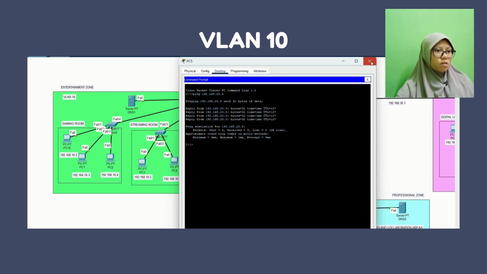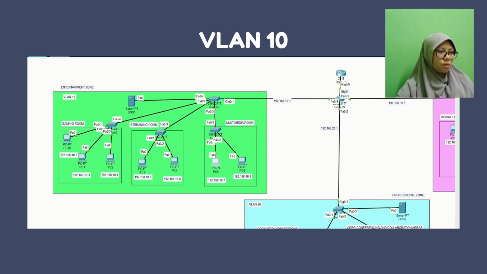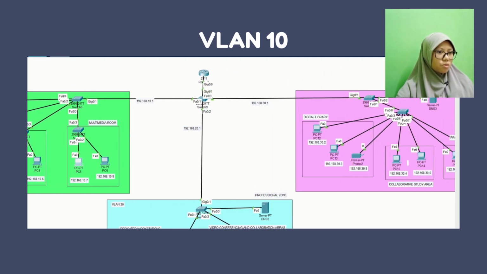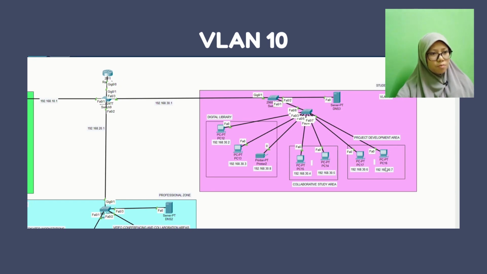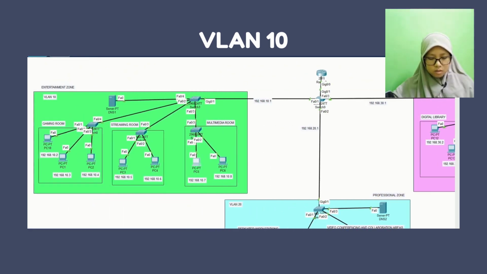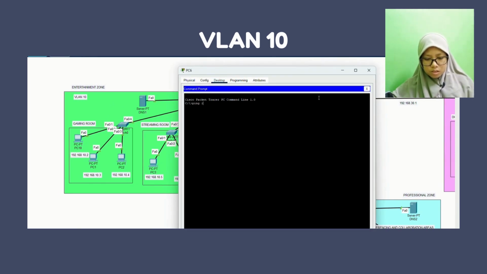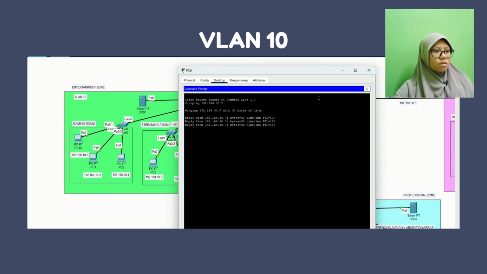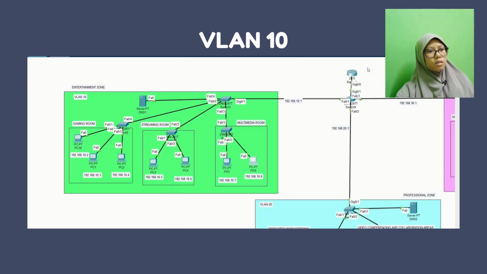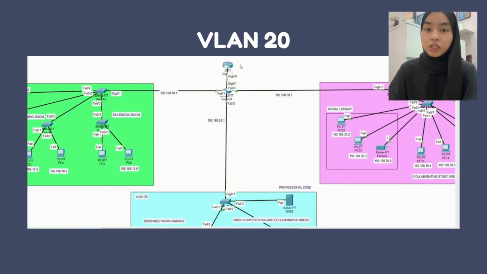So it is successful. Now I will try to ping from the streaming room, from this PC, to the student zone, to this PC, which has the IP address 192.168.30.7. So we also got the reply, and it is successful. So that is the demonstration for VLAN 10. Thank you. Assalamualaikum warahmatullahi wabarakatuh.